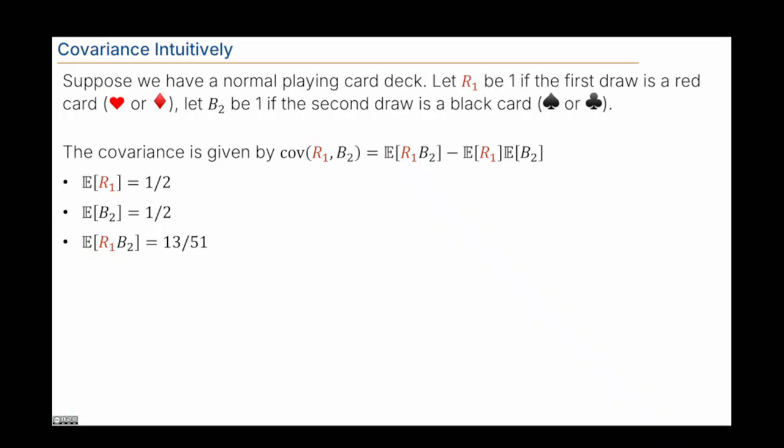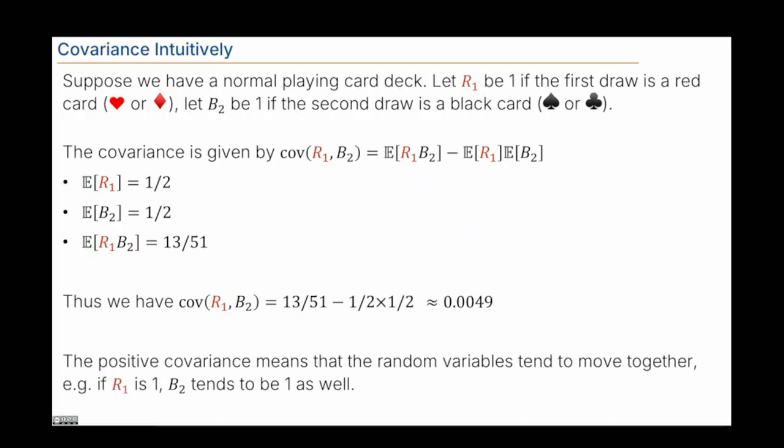Okay? So those are our 3 different expectations. We have the expectation of just this single indicator is a half. This single indicator is a half. But the expectation of their product is 13/51. And so the covariance is just going to be the difference between the expectation of their product minus the product of their expectations, and we're left with 0.0049, some number. Okay, so what does this number mean? Well, it's positive, which means they tend to move together. That is, if the first indicator is 1, then B2 will tend to be 1 as well. Okay? Any questions about that?